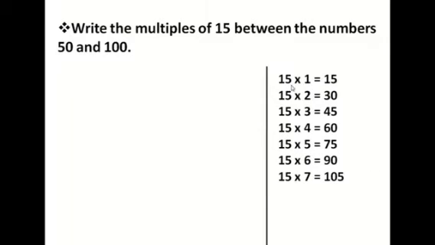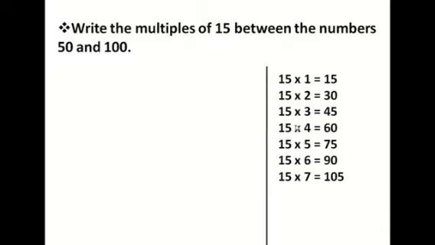Here you can see I have written the multiples of 15. So 15 ones are 15, 15 twos are 30, 15 threes are 45, 15 fours are 60, 15 fives are 75, 15 sixes are 90, 15 sevens are 105. I have written till 15 sevens are 105 because I cannot take multiples beyond 100. Now I have to find out which are in between 50 and 100.